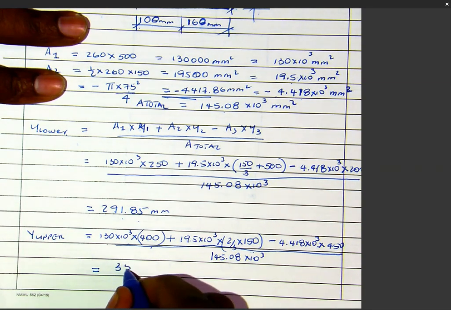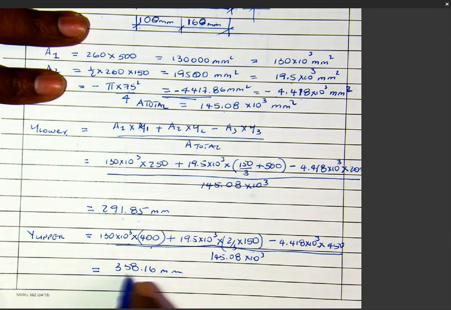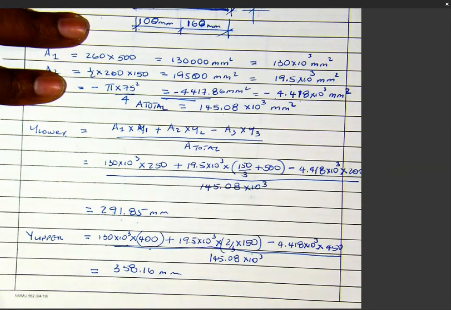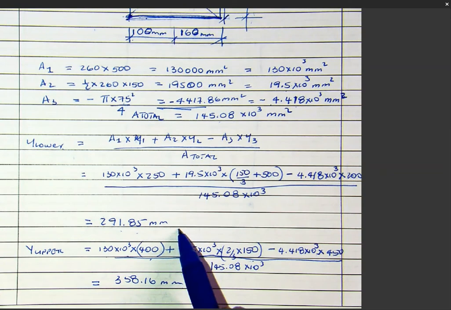Getting 358,16 millimeters. And I think there's a problem here. 291.85 plus 358.16. So it's 650,01. Let's see here. 650. Yeah, that's perfect. If you add that and that, it is giving you 650,01.